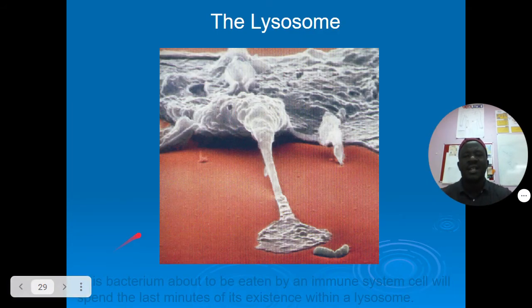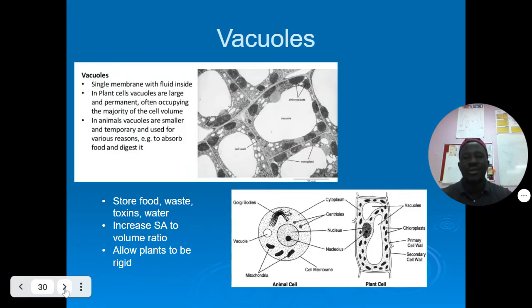Then we look at this lysosome. It wants to engulf this food material and will form a network around it. This one looks like a white blood cell. It surrounds this microorganism, the bacteria, and produces digestive enzymes. They digest it or break it down, and then later pass it on. So this bacteria is about to be eaten by an immune system cell, spending the last minute of its existence within the lysosome. That's what happens in immunity.